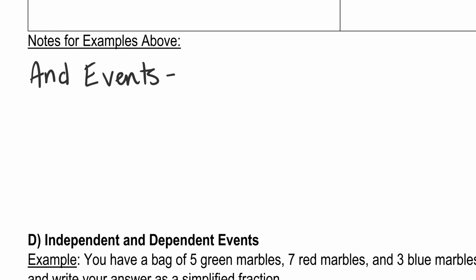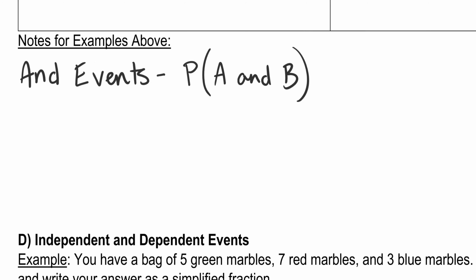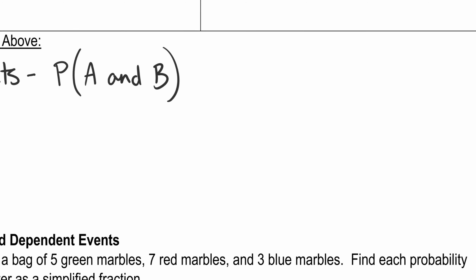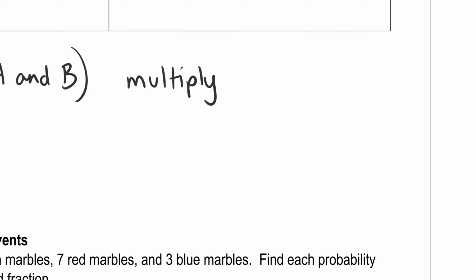So AND events, this would be like the probability of some event A and some event B. So if it says what's the probability of doing this and this, that's an AND event, and you multiply the two fractions, or however many you have. I'm pretty sure I only stuck with 2 at a time just to make it easy.